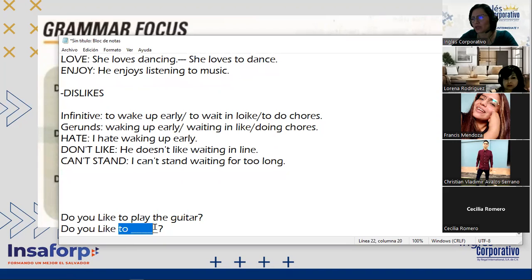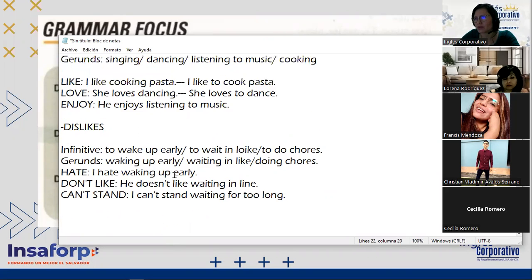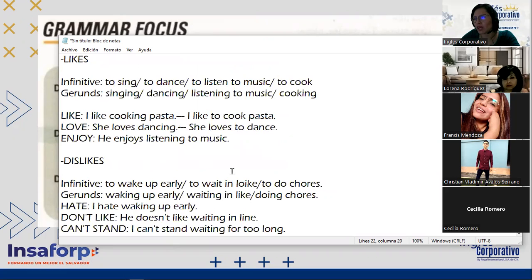Vamos a dejar un gerundio aquí. Do you like what? An activity, una actividad. Cooking. Okay, cooking. Do you like cooking? Muy bien. Do you like cooking? Very good.